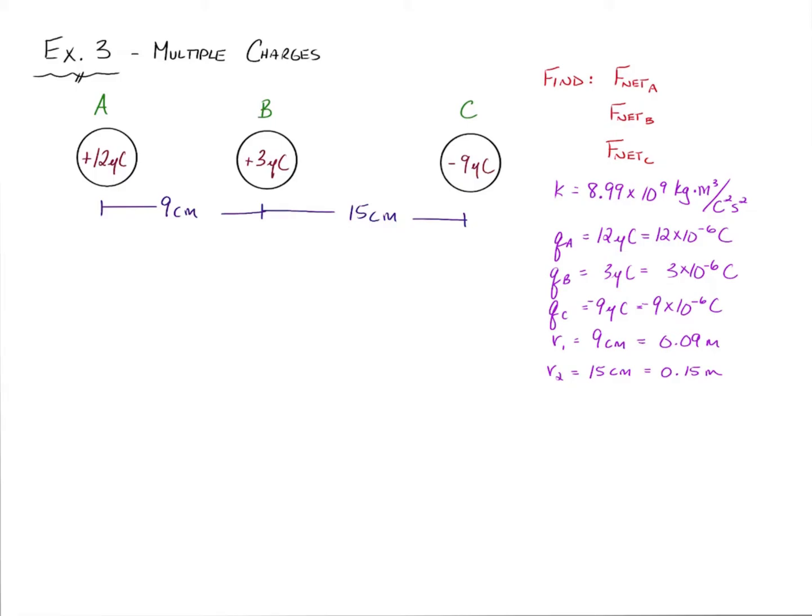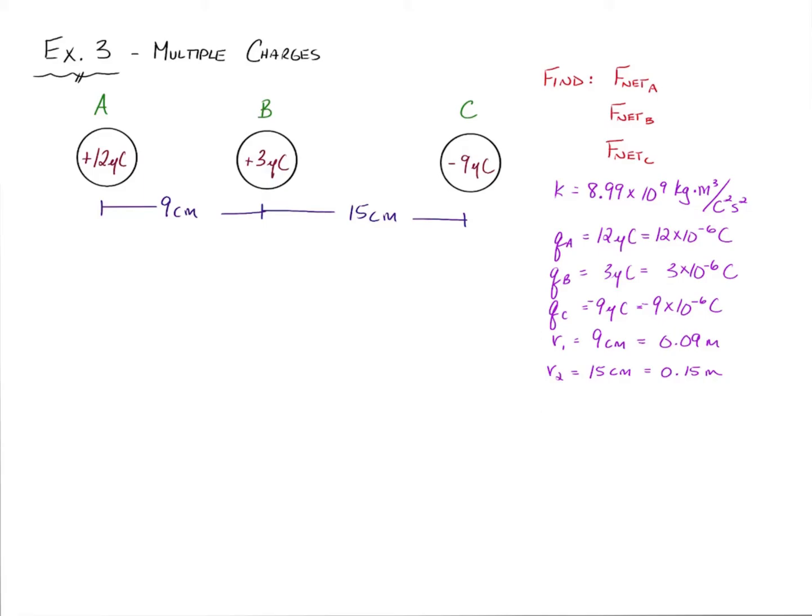The K value is always 8.99 times 10 to the ninth. Charge A is 12 microcoulombs, which is 12 times 10 to the negative sixth. Charge B is 3 microcoulombs, 3 times 10 to the negative sixth. And charge C is negative 9 microcoulombs, or negative 9 times 10 to the negative sixth. I'll convert what I'm calling R1, 9 centimeters is 0.09 meters, and R2, 15 centimeters is 0.15 meters.